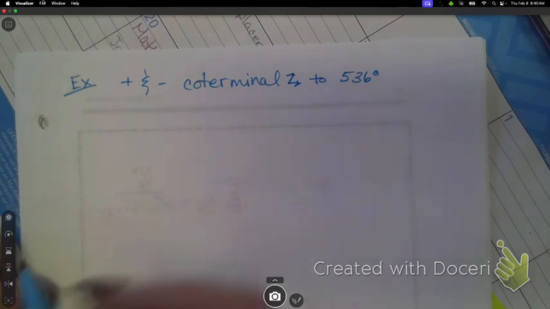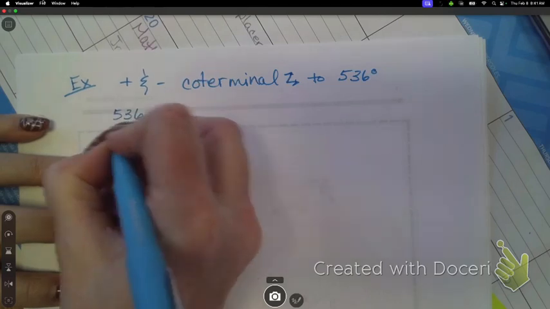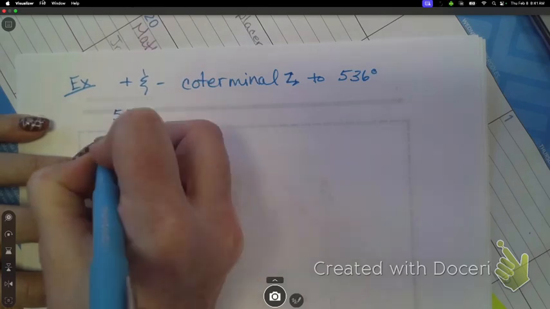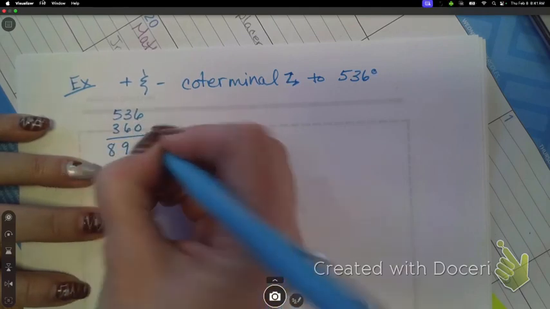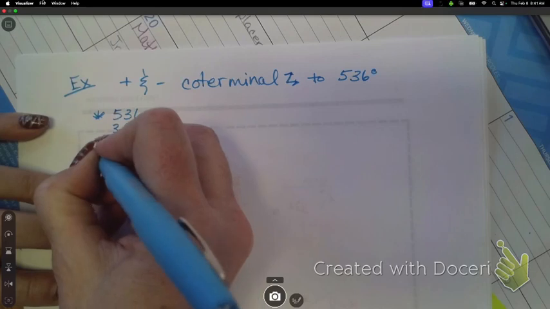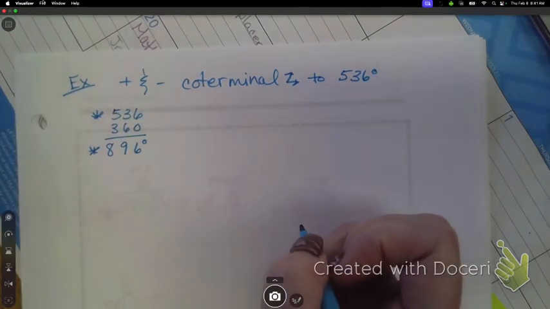Plus 360. Okay, so if you do 536 plus 360, you get 698. Okay, so I'm going to put stars next to my angles that are coterminal. Does that sound good? Okay. Then what were you saying, Alex?